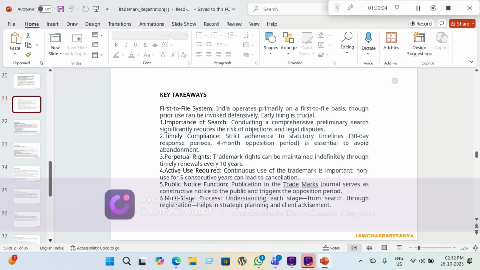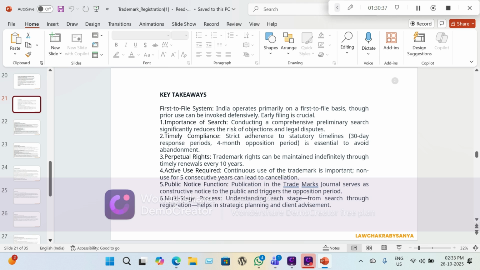Then importance of search is very important. People neglect it, they don't understand it, and that is why people who apply directly or through CS are not able to navigate through these objections or oppositions or hurdles, obstacles that they will face later on in their applications. So that is why it's very important to conduct a comprehensive preliminary search, which significantly reduces the risk of objections and disputes.